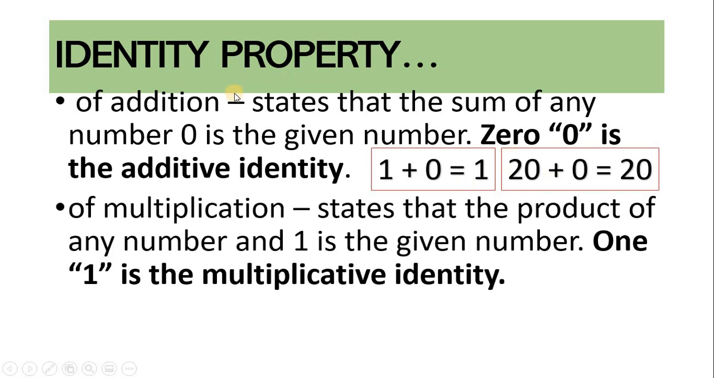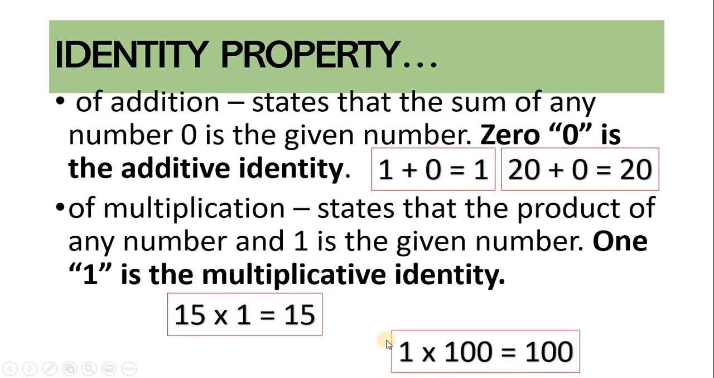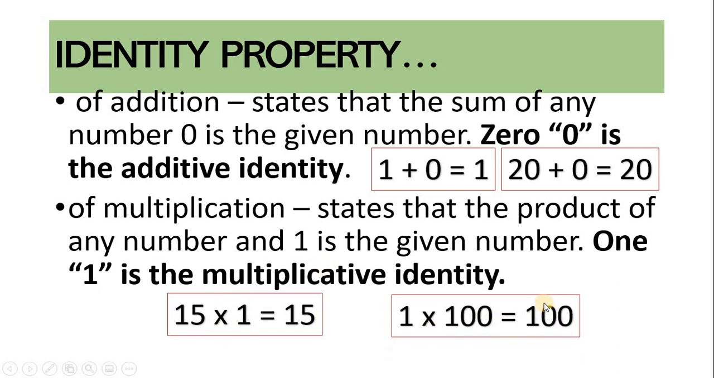And for the identity property of multiplication, it states that the product of any number and 1 is the given number. 1 is the multiplicative identity. Don't forget about that. Okay, so for example, 15 times 1 is equal to 15, and 1 times 100 is equal to 100. So it is easy to understand.